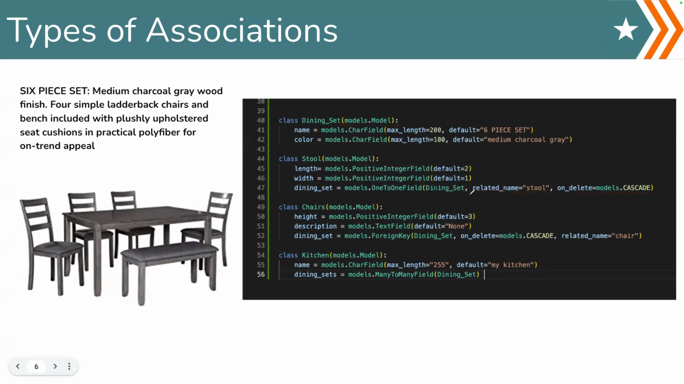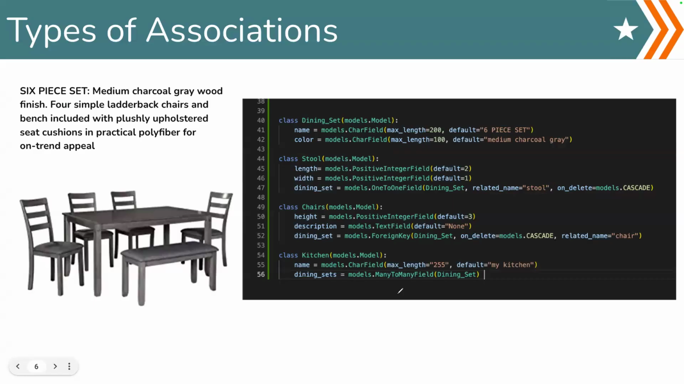Now you'll notice there's also a related name field. We're going to cover what that is, but essentially a related name field gives us the ability to access the model of stool from the dining set. It would be as if we wanted to type dining_set.stool. What would be populated would be the one stool that is connected to the dining set. We'll see that in code here shortly.